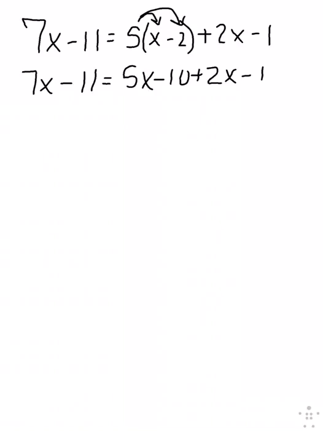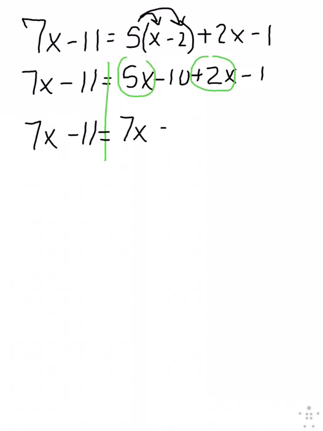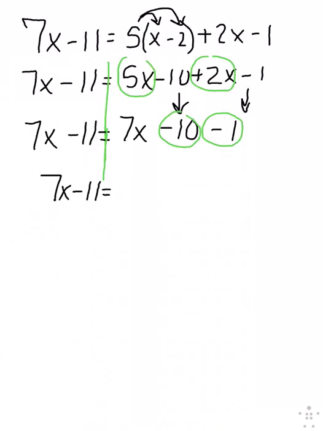I'm going to go ahead and combine my like terms, 5x and 2x. They are on the same side of the equal sign, so we do the same signs. 5x plus 2x. 5 plus 2 is 7, 7x. I bring down the minus 10, I bring down the minus 1. Again, still combining like terms, I'm going to combine the negative 10 and the negative 1. They are on the same side, so everything stays the same.